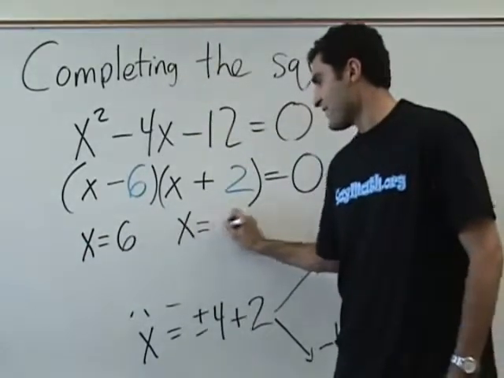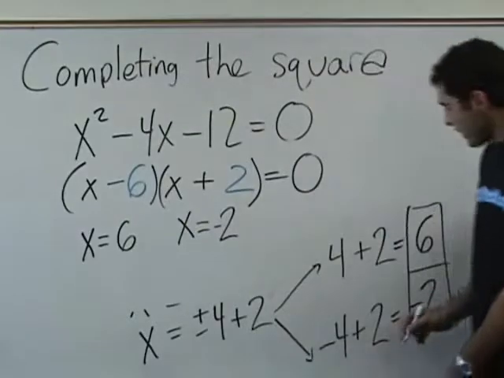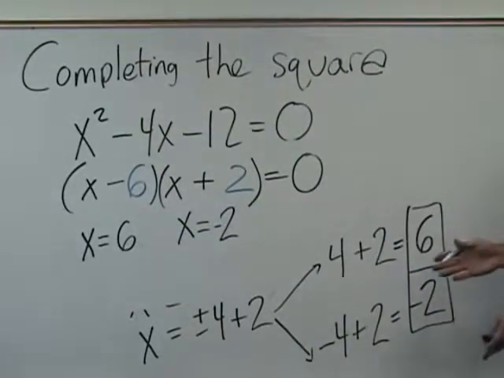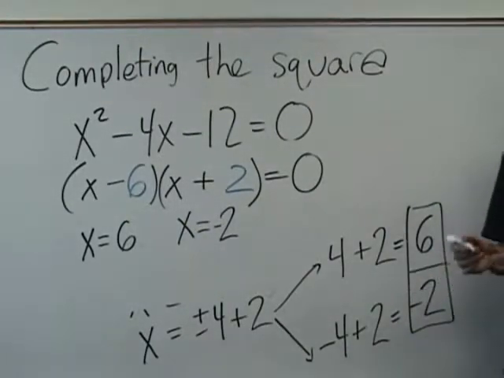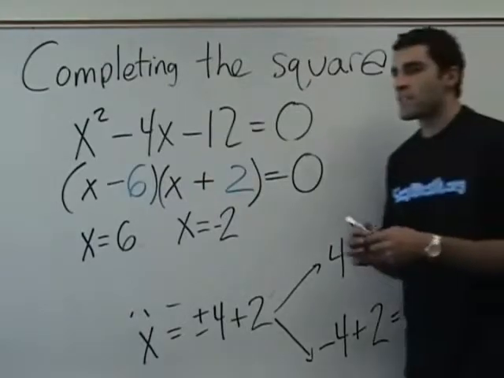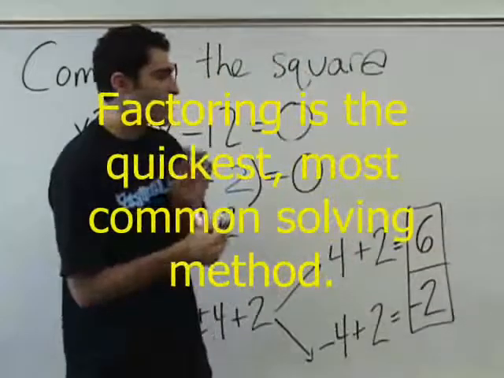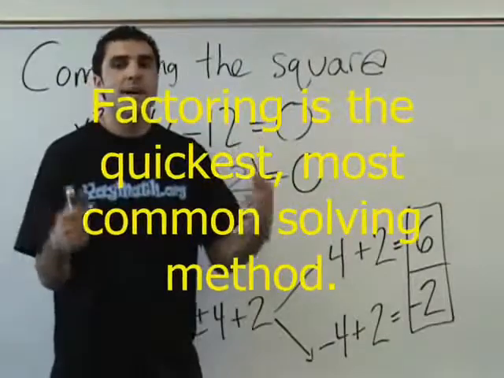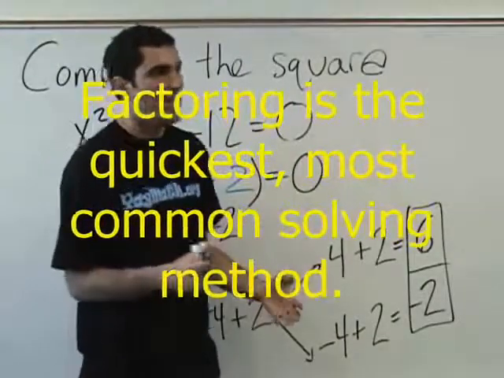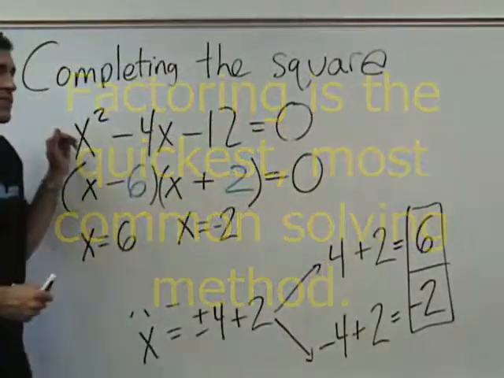Just kidding. X equals negative 2. That's so much easier. Here you go: 6 and negative 2. But if they factor, you don't have to. So here's the moral of the story before we do our last problem. The moral of the story is factoring is the best, quickest, fastest way to solve these types of equations.